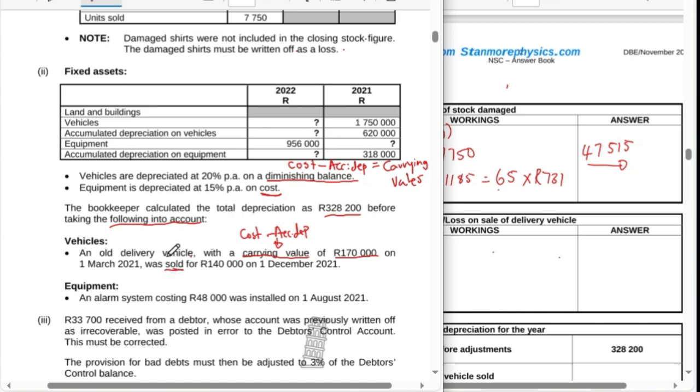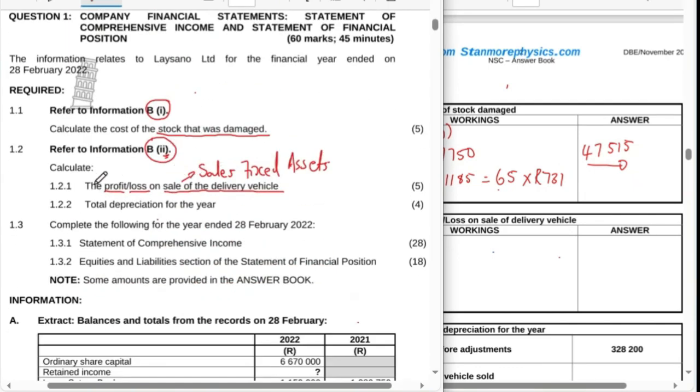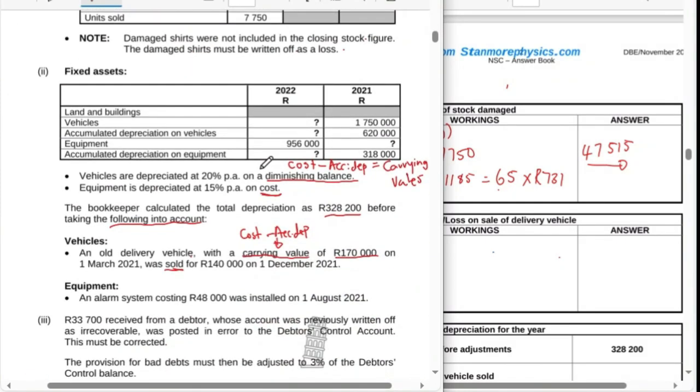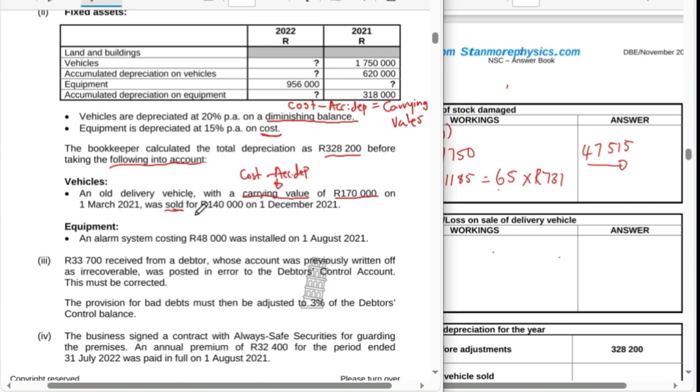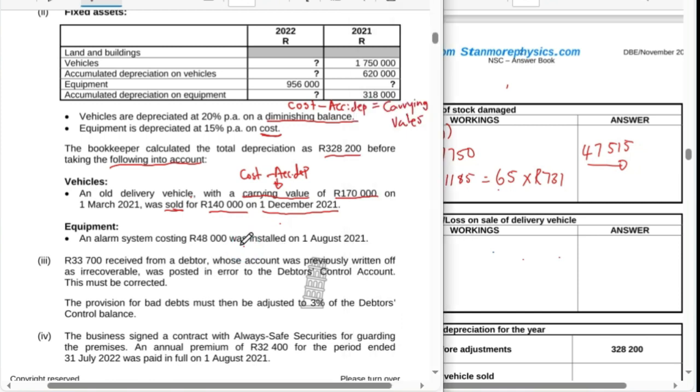We said that in this question we are looking for what? For transactions that are related to sales of our fixed asset. So now we sold a vehicle for how much? For 140,000 on December 2021. So now we need to calculate the profit or loss on sale of the delivery vehicle. So guys, now let's get started with our calculations.